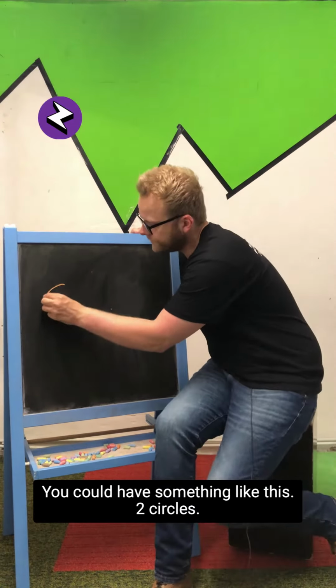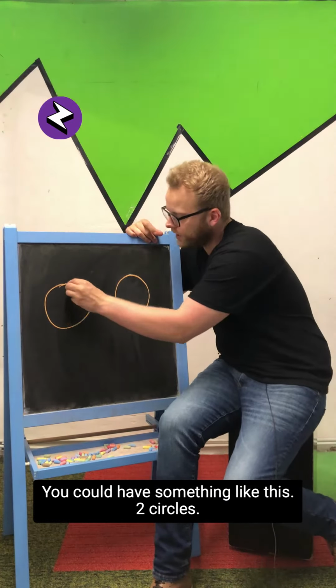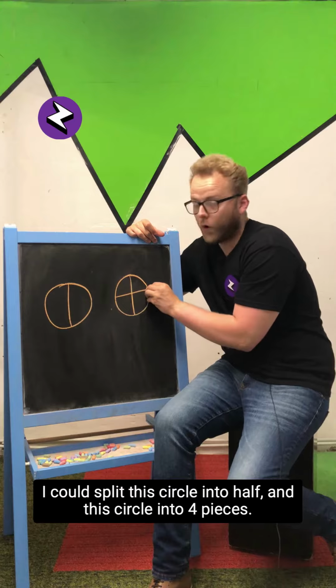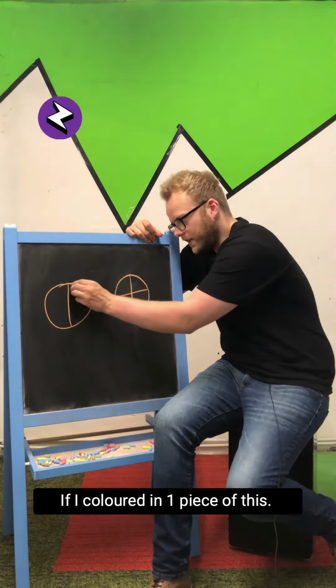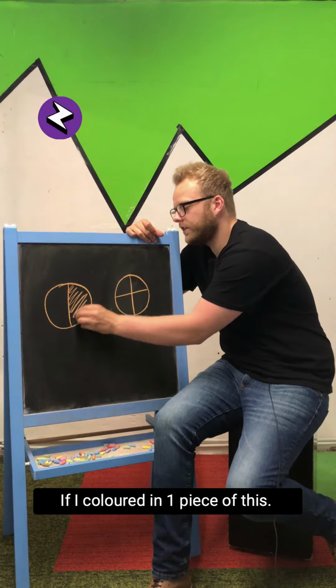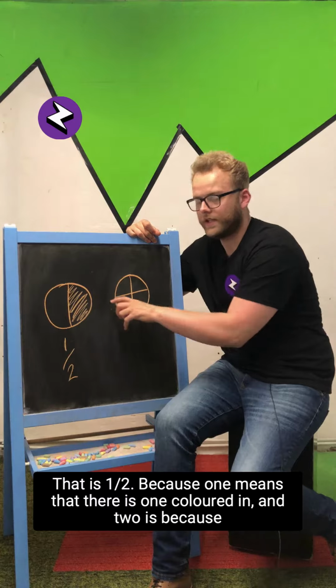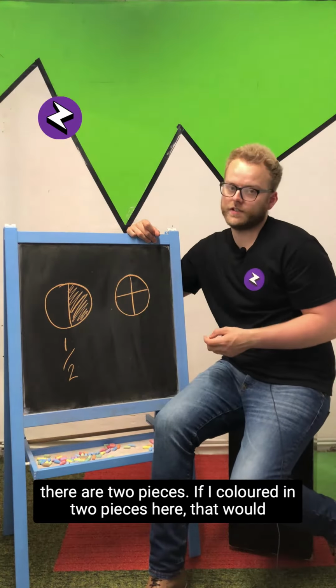You could have something like this. Two circles. And I could split this circle into half and this circle into 4 pieces. Now, if I coloured in, or shaded in one piece of this, that is 1/2, isn't it? Because 1 means that there is 1 coloured in, and 2 is because there's 2 pieces.